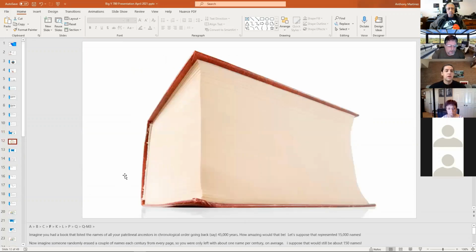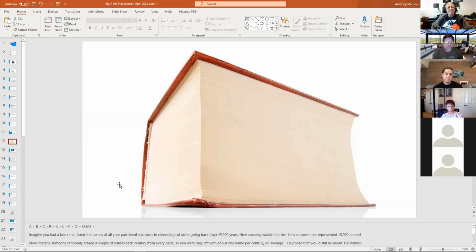All right. So imagine that you have a book. We're going to do a kind of magic experience. You wake up one morning and a miracle has happened, and there's this big book sitting by your bedstand, and you open it, and listed in it are the names of all your patrilineal ancestors in chronological order, going back, let's say, 45,000 years. Now, first of all, who wouldn't be super excited about that?